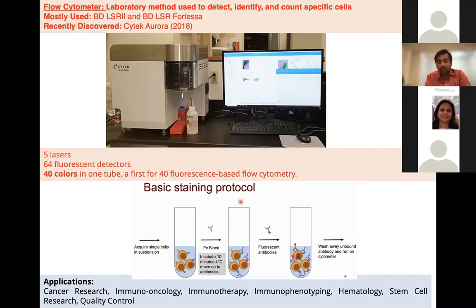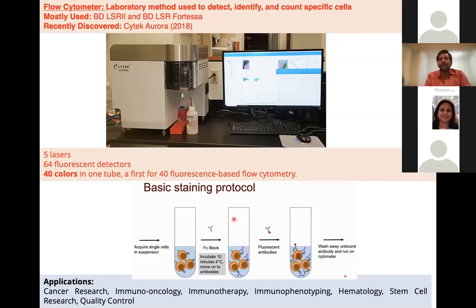This is the basic protocol which we are using for the flow cytometry. We use single cells or peripheral blood. We use the Fc block, an antibody that blocks the Fc receptor, so that the antibody which we add to identify the antigen can directly hit the target. After the incubation with the Fc block, we use the fluorescent antibodies and incubate the cells with them, and then we wash the cells, and then we study the different markers.